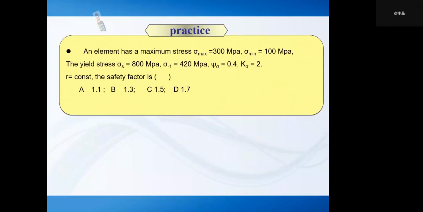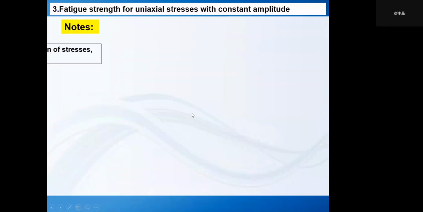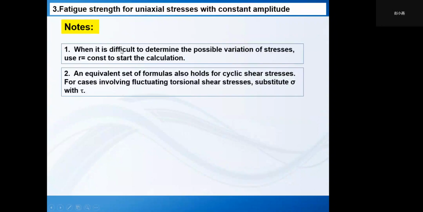This is for the exercise. When it is difficult to determine the possible variation of stresses, use R is constant to start the calculation, and an equivalent set of formulas also holds for cyclic shear stresses. For cases involving fluctuating torsional shear stresses, substitute sigma with tau.